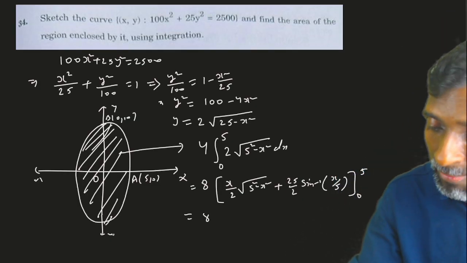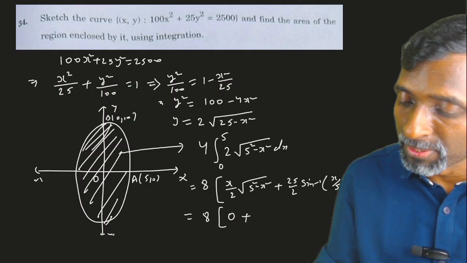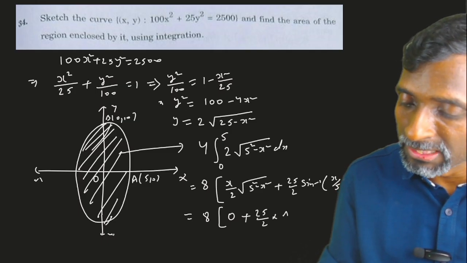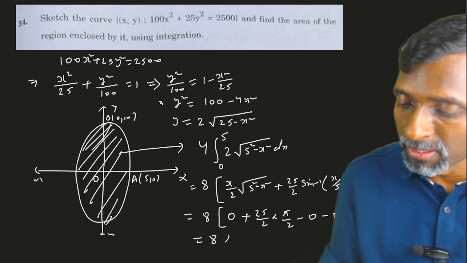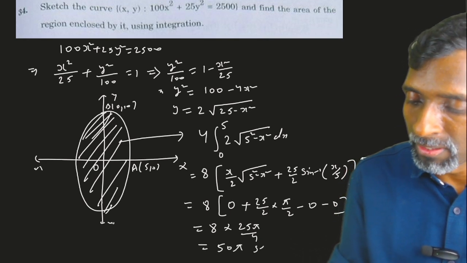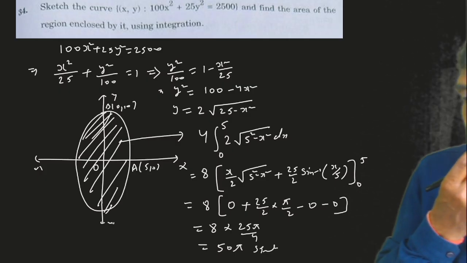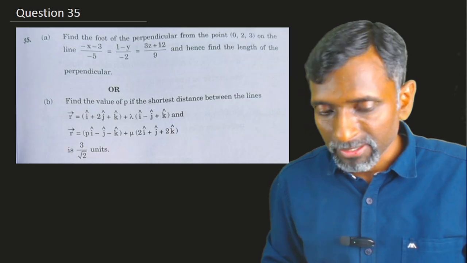So 8 multiplied by, putting in the limit 5, the first term is 0 and plus 25 by 2 multiplied by sine inverse 1, which is pi by 2, minus 0 minus 0. So 8 multiplied by 25 pi by 4. The answer is 50 pi square units. The correct answer is 50 pi in this question. So these are the set pattern of questions. There is nothing difficult in this.